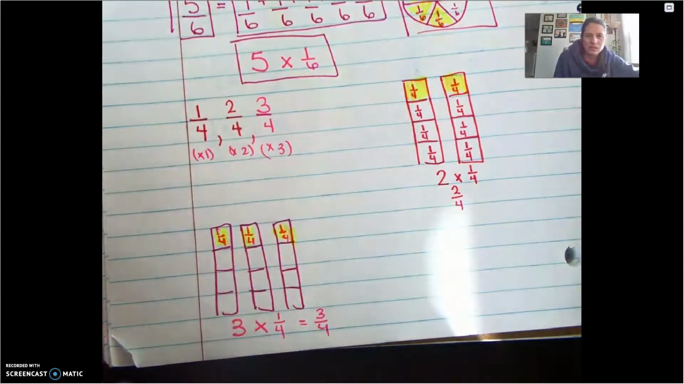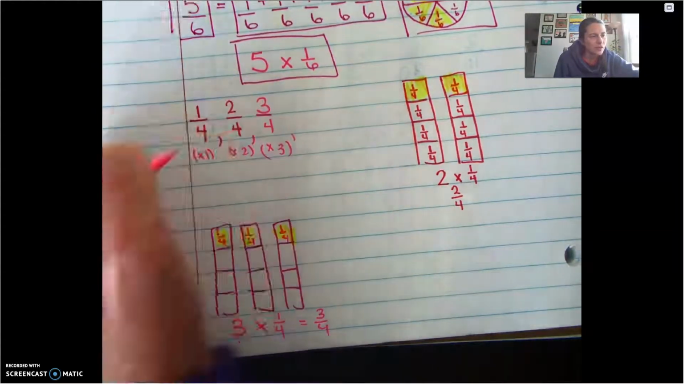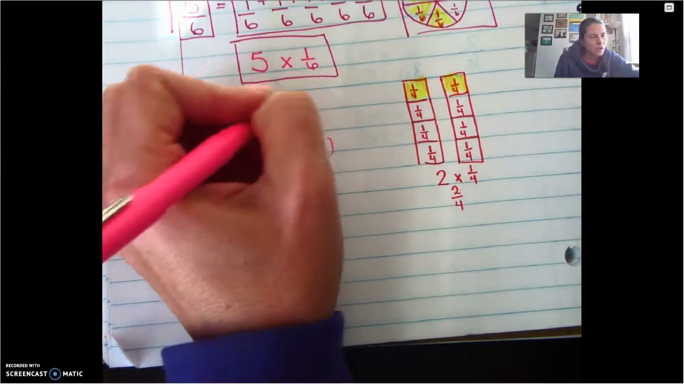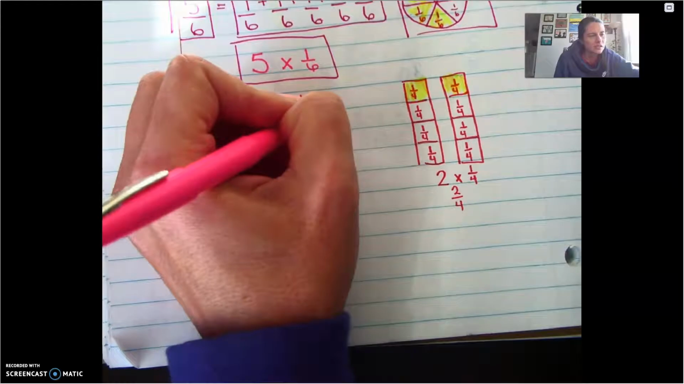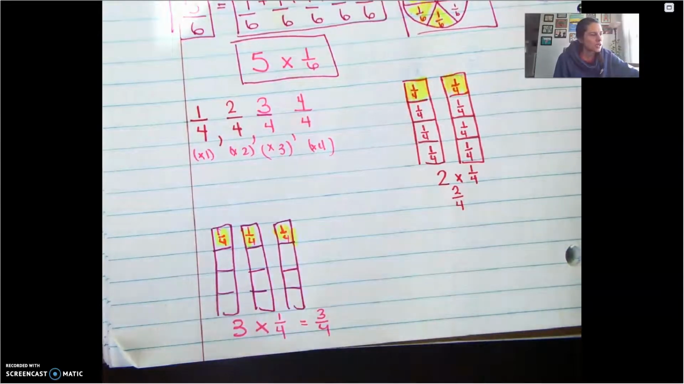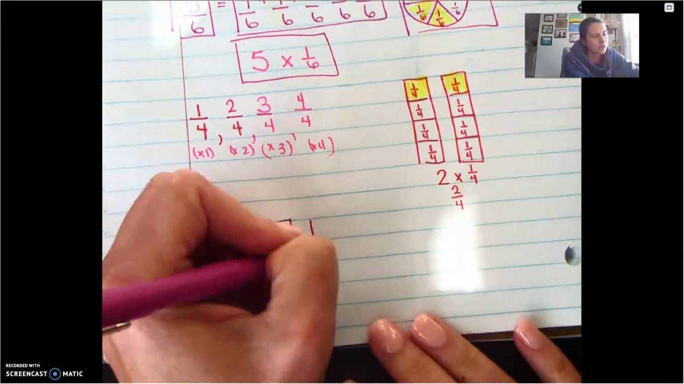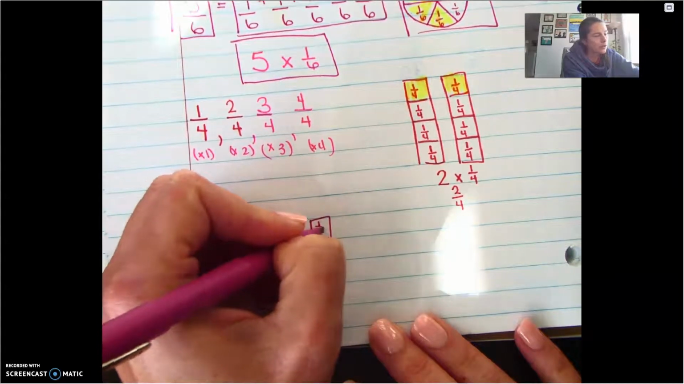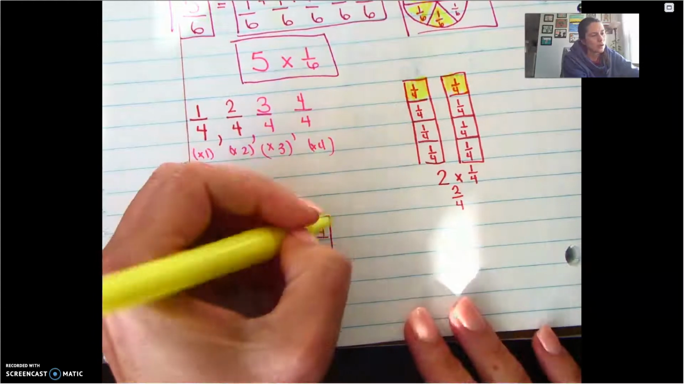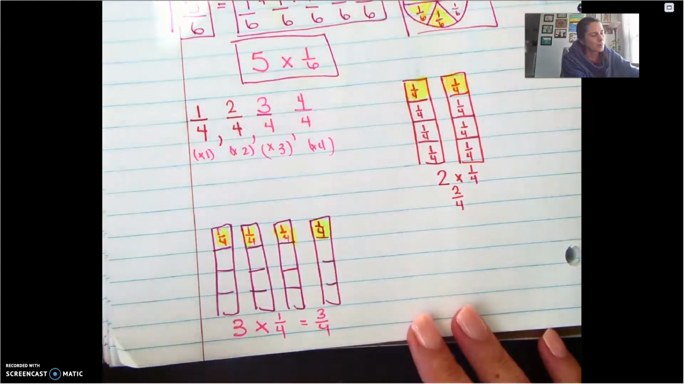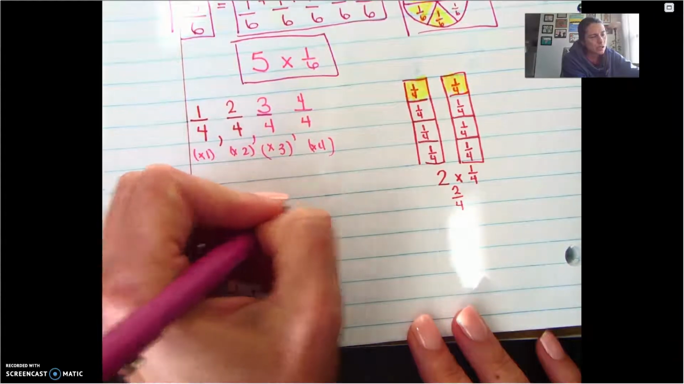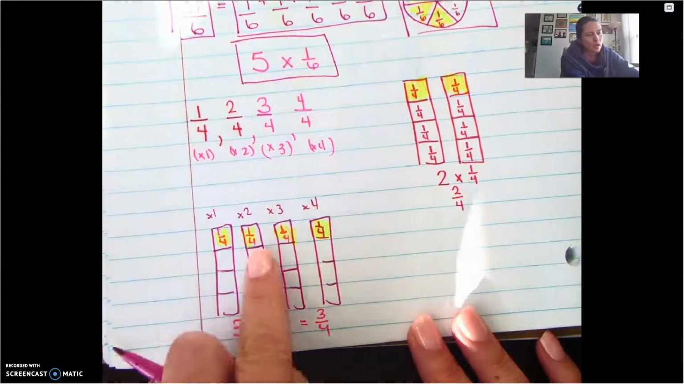So what do we think the next one's going to be? If we follow our pattern, we do times 4. That means my numerator goes to 4, my denominator stays the same. So I'm just going to keep adding here. This is my 1/4. So this is times 1, times 2, times 3, times 4. And so we were right?